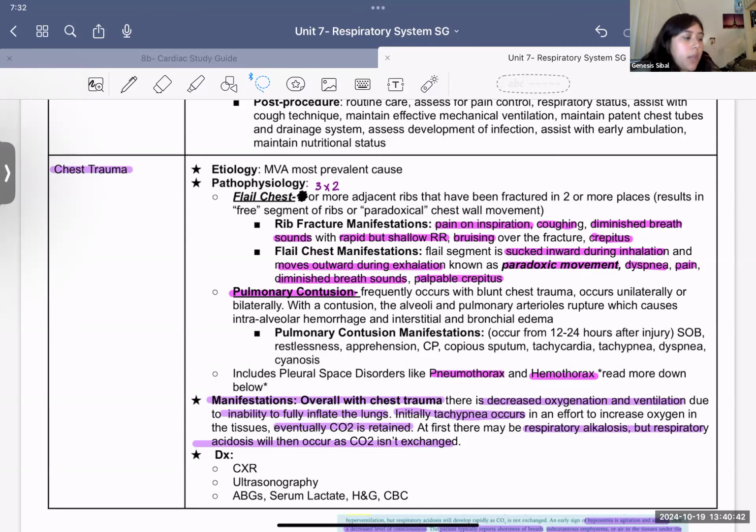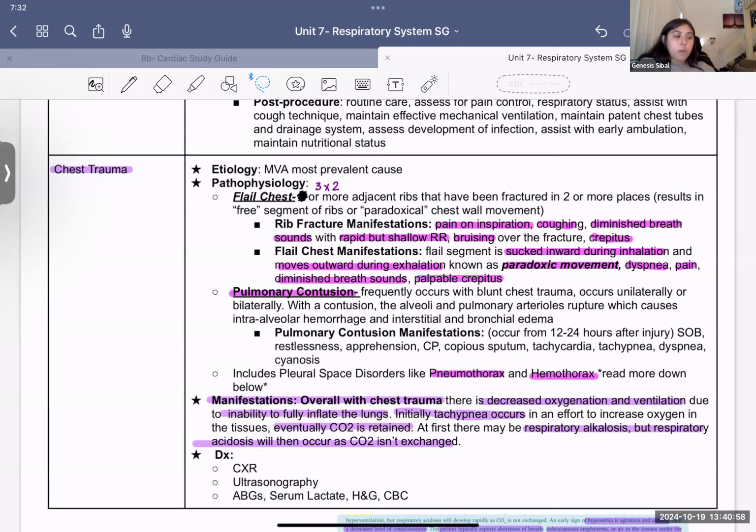So you're having difficulty breathing, makes sense. Pain, of course. You just had something break in you. Diminished breath sounds, and then palpable crepitus. So it sounds like Rice Krispies. If you're able to palpate their chest, you'll be able to hear those sounds, right?